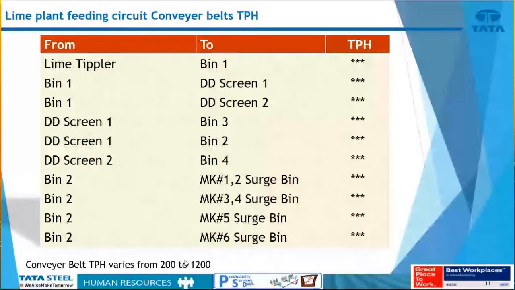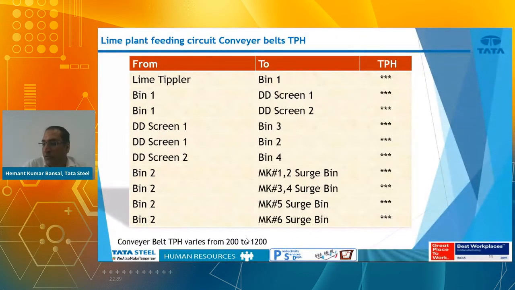And here all the parts are connected via conveyor belts. The lime tippler is connected to bin 1, and bin 1 is connected to double deck screen 1 and 2. DD screen 1 is connected to bin number 3 and 2, and double deck screen 2 is connected to bin number 4. And bin 2 is connected to kiln number 1, 2, 3, 4, 5, and 6. Conveyor belt TPH varies from 200 to 1200 tons per hour.